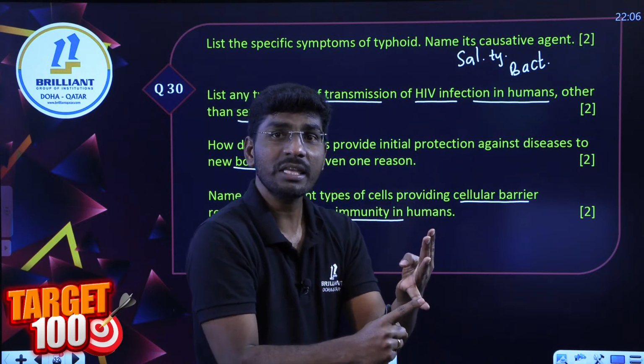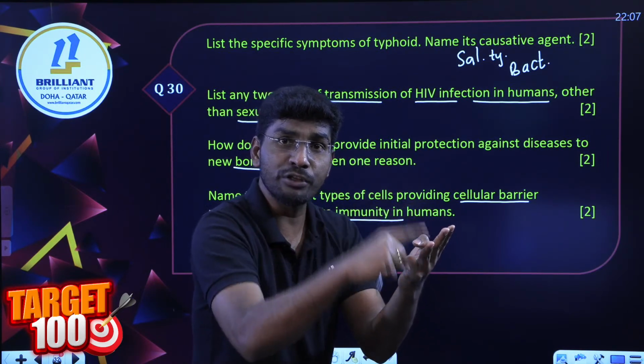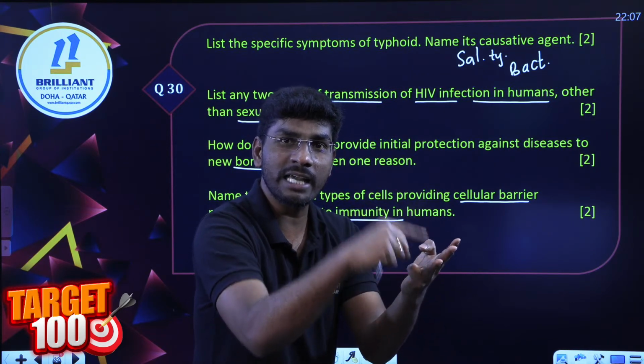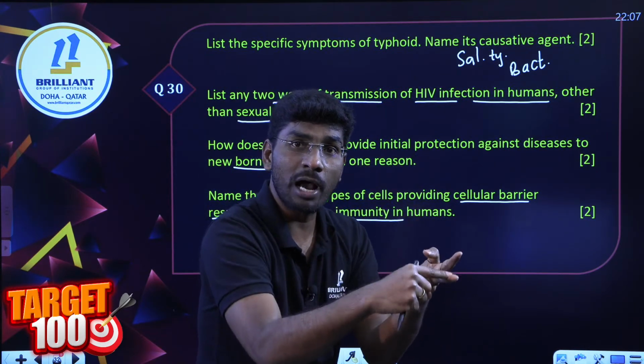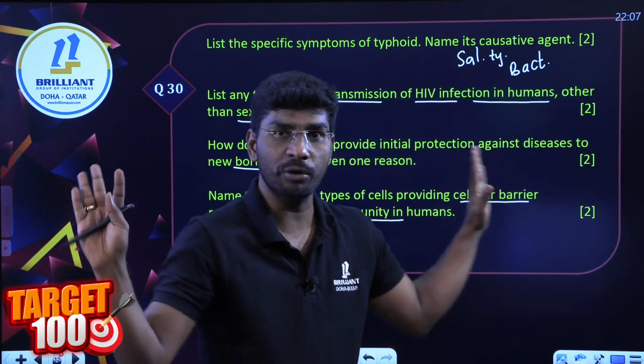Number 1, physical barriers: skin, sweat and so on. Physiological barriers: saliva, tears, HCl. Then the cellular barriers and cytokine barriers. Remember the innate immune system. Do not forget, my dear.